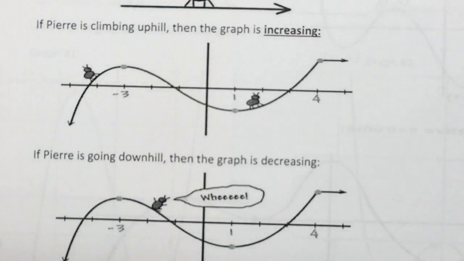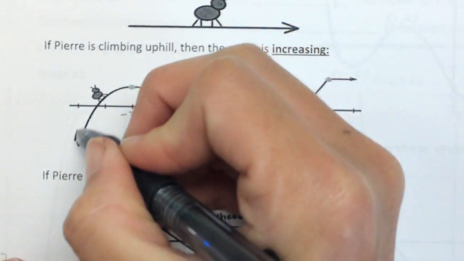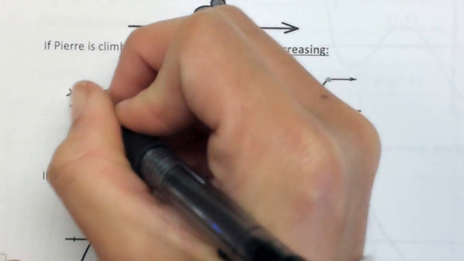On the left side, he's climbing up this graph. That means from here to here it's increasing. So I want you to put a plus sign.